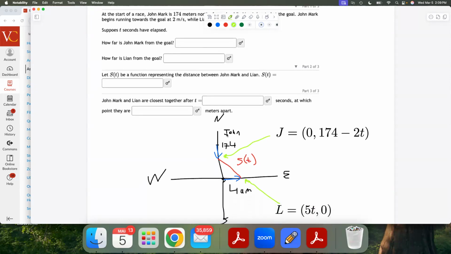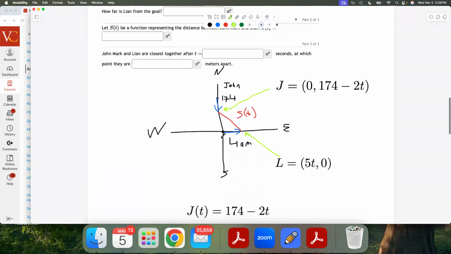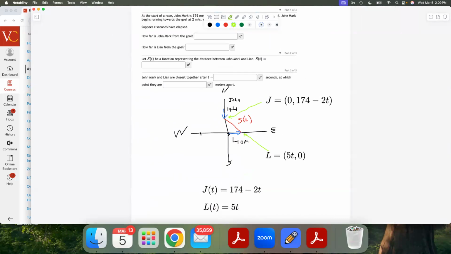So we're going to write John's position as a function of time. Everybody here is going to be a function of time. Notice here S of t is going to be our distance between the two guys at time t. John starts at 174 and he's getting 2 meters closer to the origin every second. So at time t, John has moved down to this new position. If we write that as a point, it will be (0, 174 minus 2t).